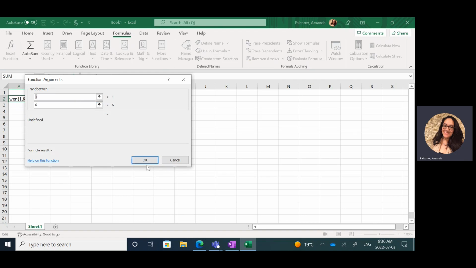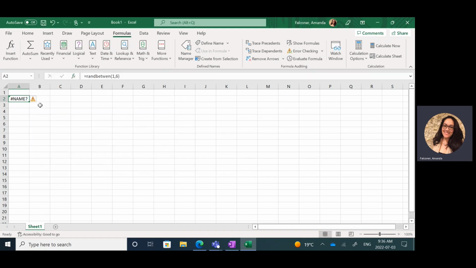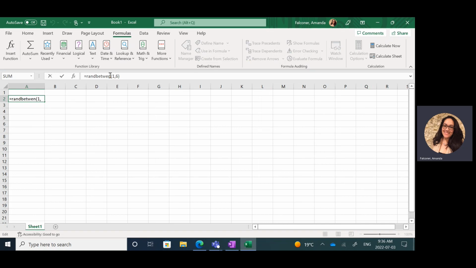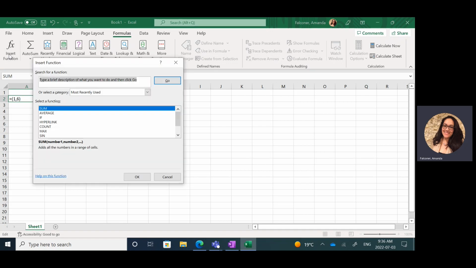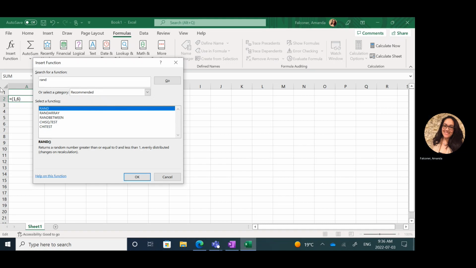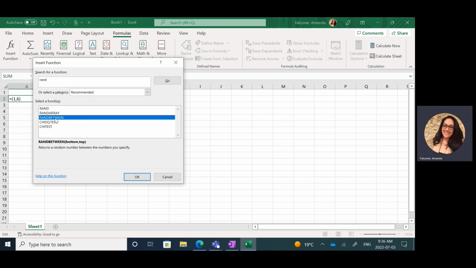Okay, yeah, 1 and 6. Okay. No, it's still not taking. I think I've messed up this little part of the board. Oops. Insert function. Oh, here, this is the other one. Oh, yeah, it is the whole word. Bottom, top.